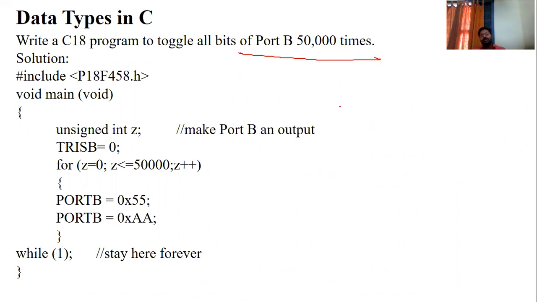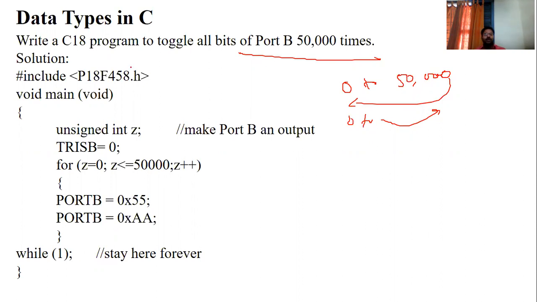Toggling means it is changing the values. So count from 0 to 50,000, then again come back to 0 and count to 50,000 again. It changes like some clock, likewise some counting clock.